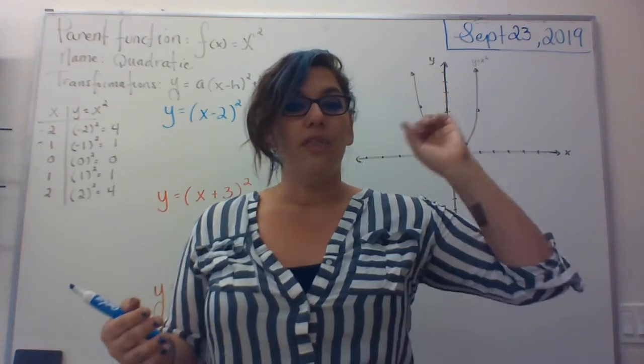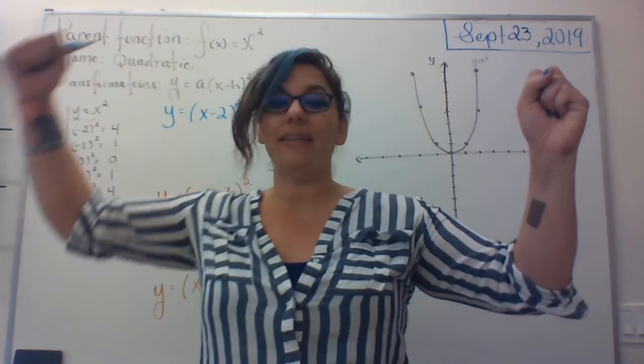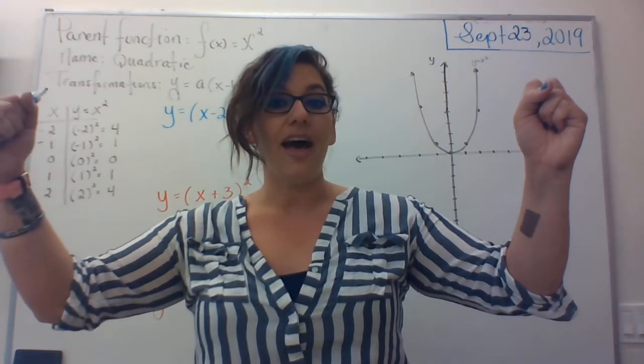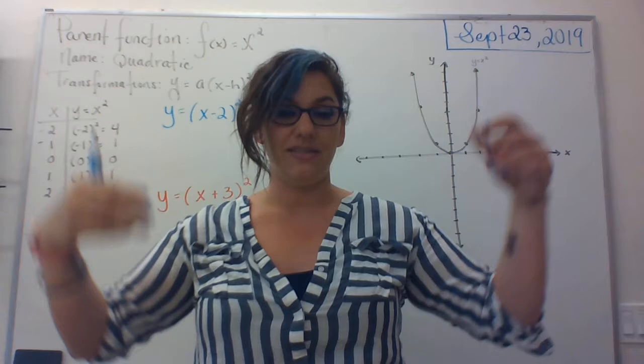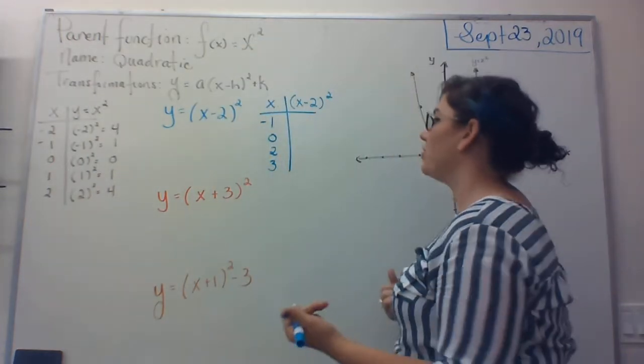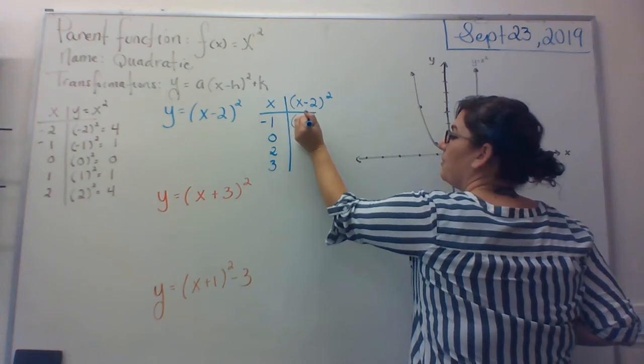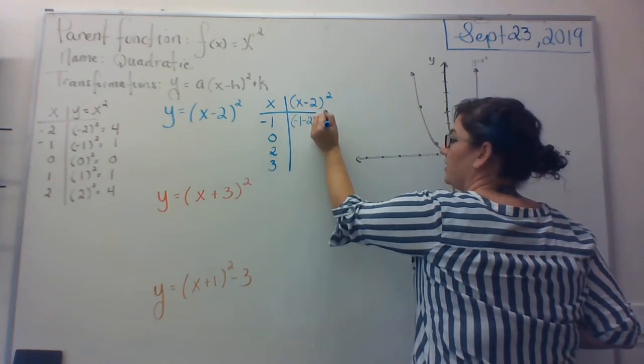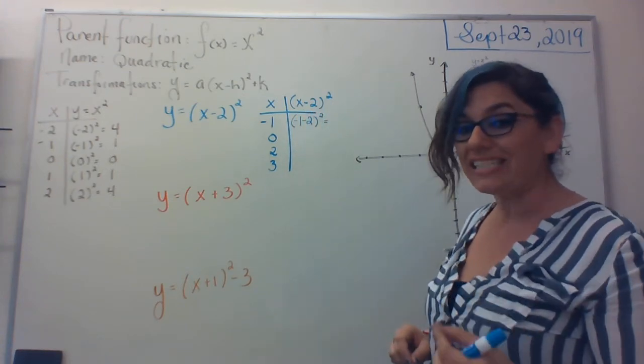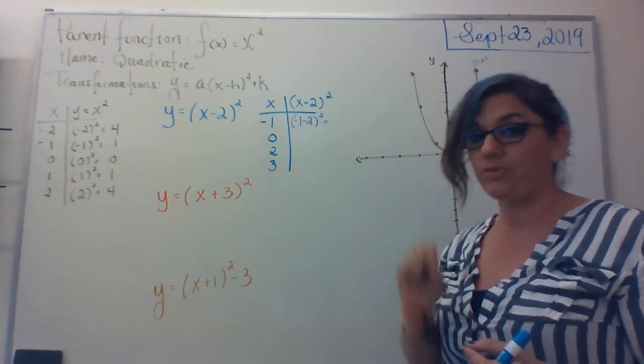I can do the work for one problem and automatically get the problem on the other side of the vertex that's the same distance. And I'll show you what I mean when I say that. So I'm going to go ahead and start the math. Negative 1 minus 2 squared. Make sure you do the stuff inside the parentheses before you square it.